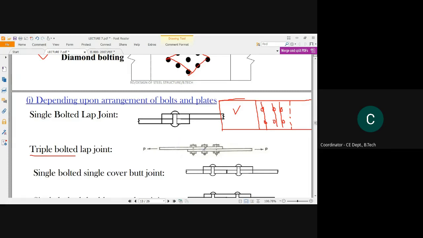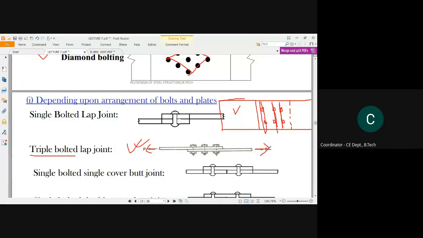The plate is overlapped. So why are we saying triple bolted? Why are we not saying six bolted? You may ask me, right? That is because, if you observe this picture, the direction of load is coming in this way. So the load will actually be carried by this single line, or single chain, of the bolting arrangement only.